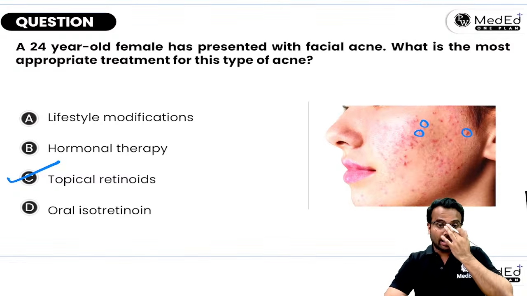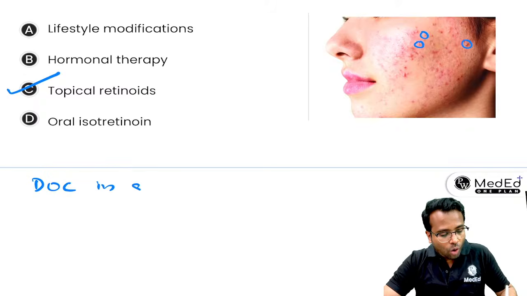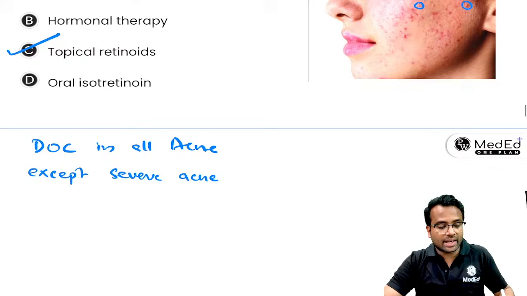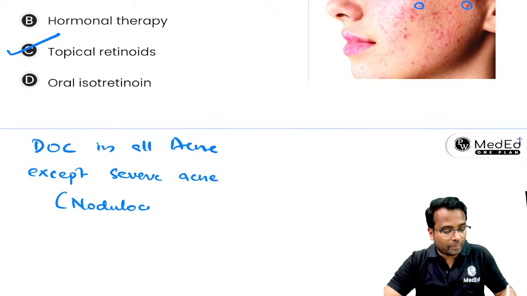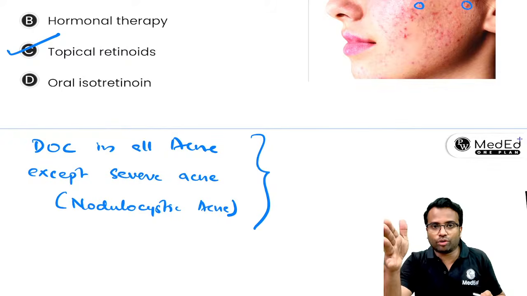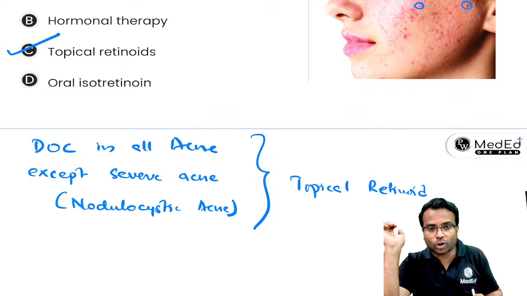Go for topical retinoids. So please remember, the drug of choice in all the acne except severe acne. What do you mean by a severe acne? Severe acne means those large lesions that you can see, like the nodulocystic acne. So in every type of acne vulgaris, always look out for a retinoid, and that too a topical retinoid for the answer. So the answer should be a topical retinoid.